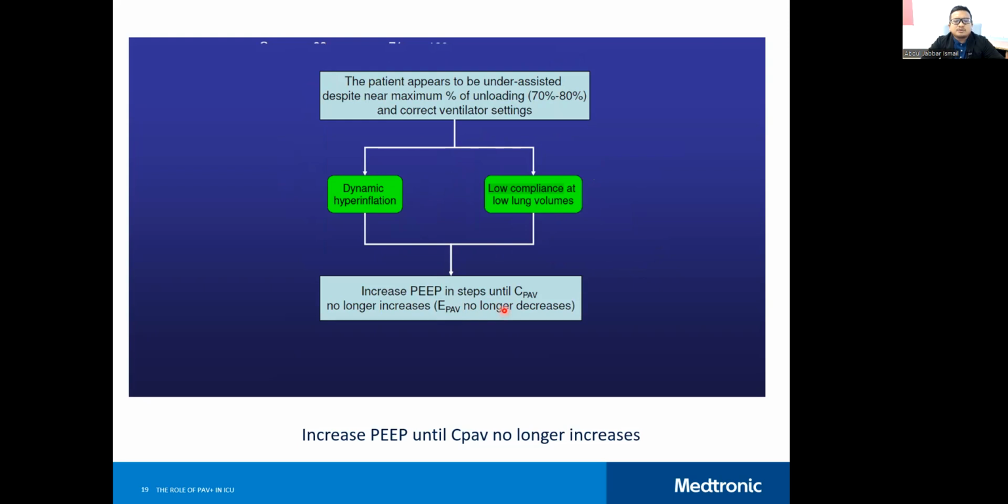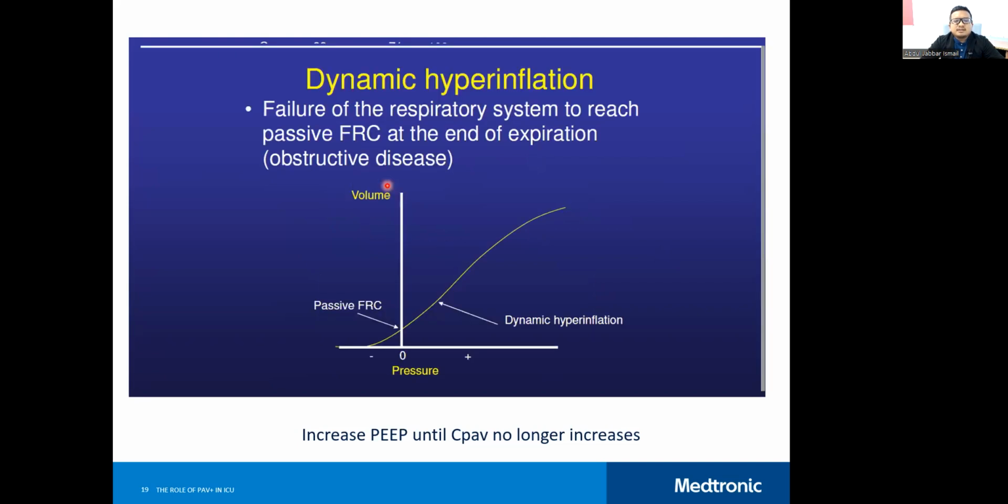Okay. So another one is dynamic hyperinflation. When there is dynamic hyperinflation, the patient seems to be not supported well enough. Why? In dynamic hyperinflation, there is a failure of the respiratory system to reach passive FRC at the end of expiration in the case of obstructive disease. So we need to increase PEEP incrementally and watch for clinical dyspnea to improve.